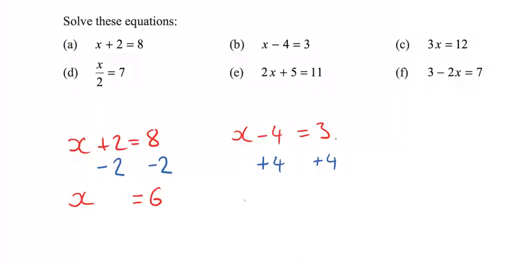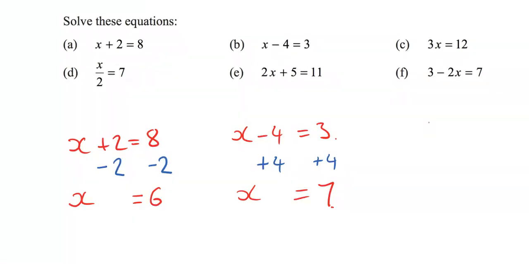If I do that to the left-hand side, well, my minus 4 and my plus 4 are going to cancel out. I'm just left again with x. On the right-hand side, 3 plus 4 is 7. So my answer is x is equal to 7. Okay, let's carry on. Let's do c.